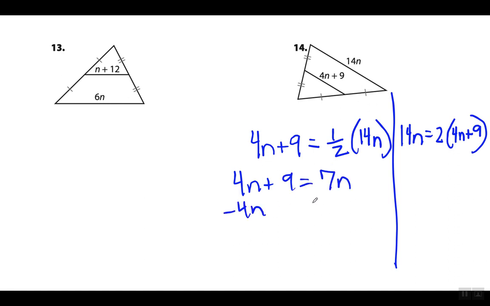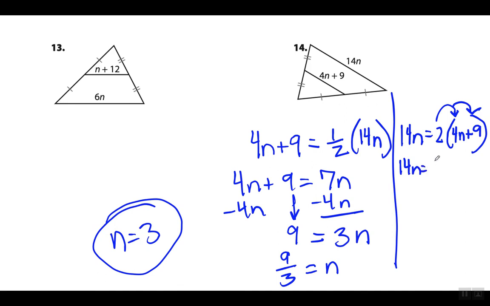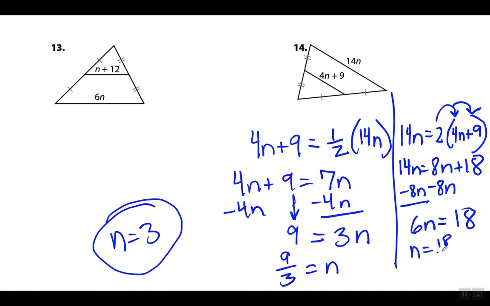Now move 4n this way. And we're going to have 3n equals 9. So n equals 9 divided by 3. So n equals 3. And if you do it this way, do the distributive property. So 14n equals 8n plus 18. Subtract 8n from both sides. And you're going to have 6n equals 18. So n equals 18 divided by 6. So n equals 3. All right, they both give me the same answer.